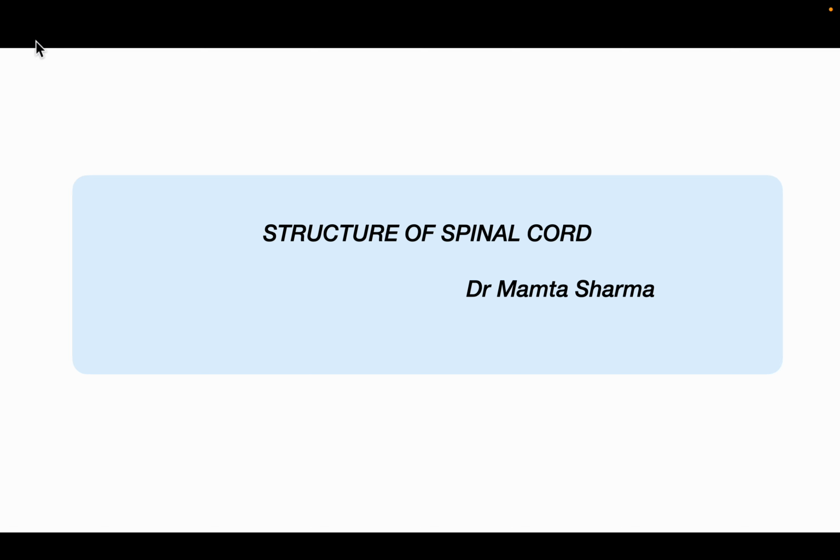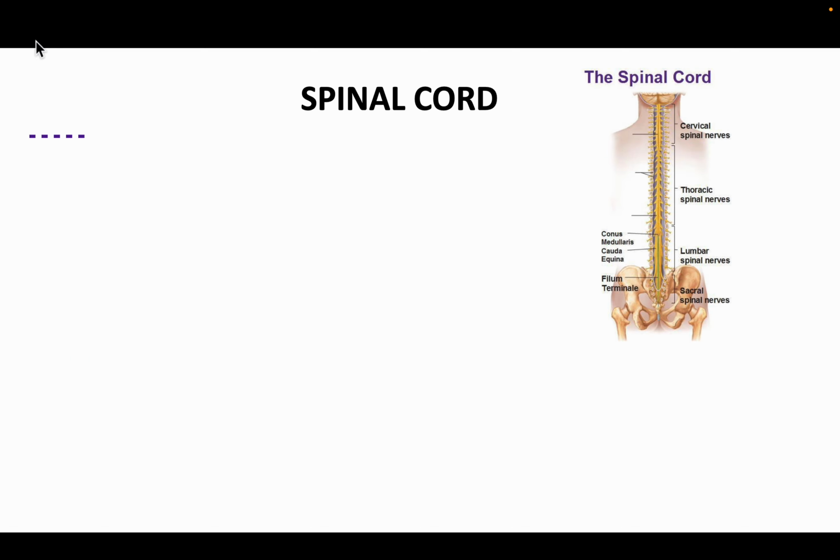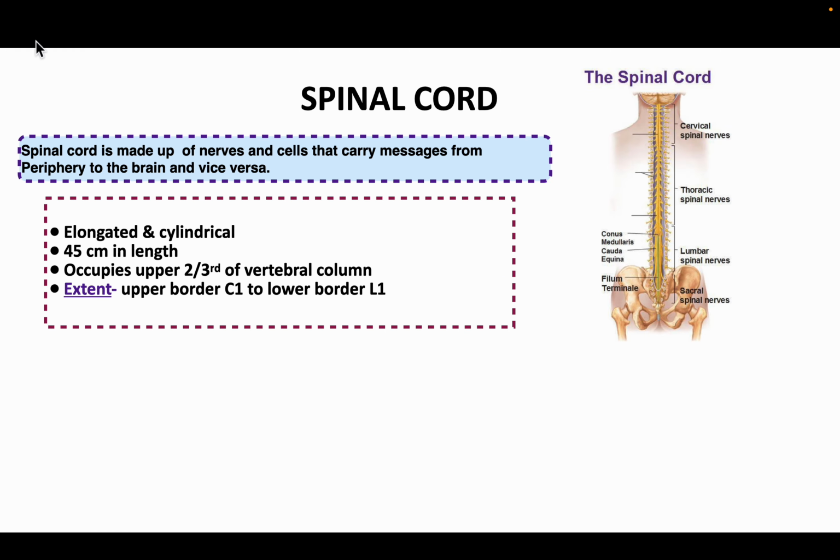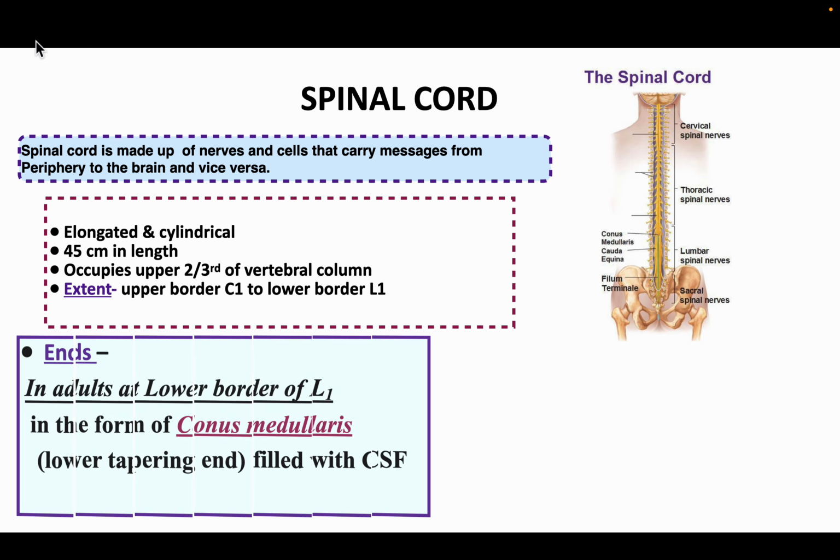Structure of spinal cord. Now, what is this spinal cord? Spinal cord is made up of nerves and cells that carry messages from the periphery to the brain and vice versa. It is an elongated and cylindrical structure which is approximately 45 centimeters in length. It occupies the upper two-third portion of the vertebral column. The extent of this spinal cord is from the upper border of C1 to the lower border of L1.